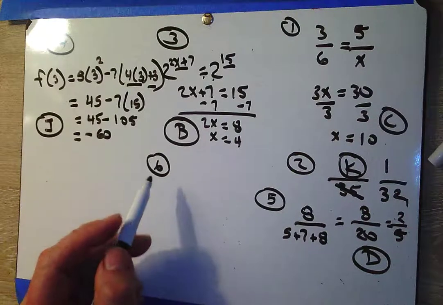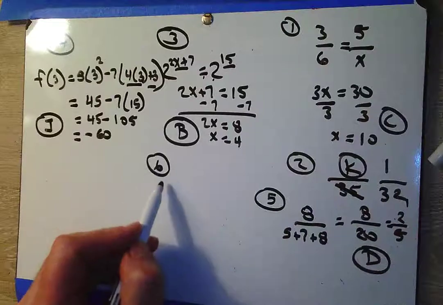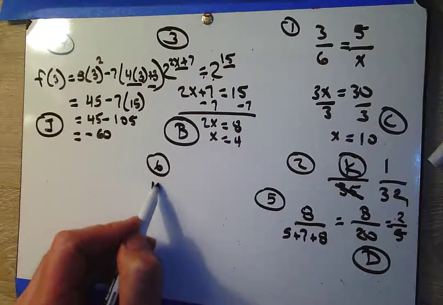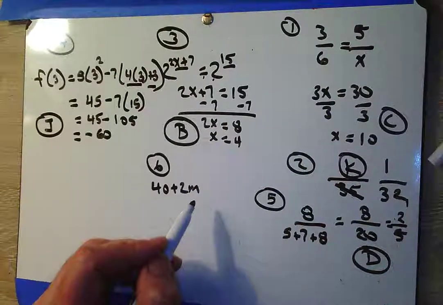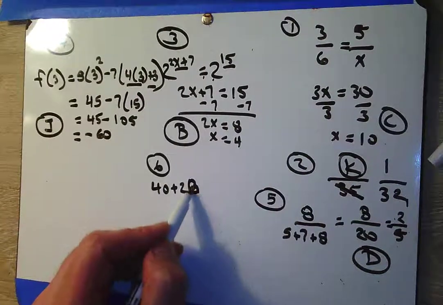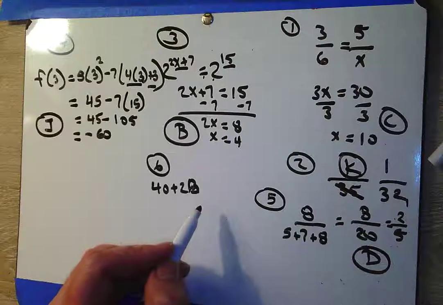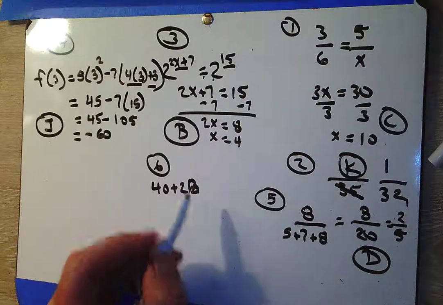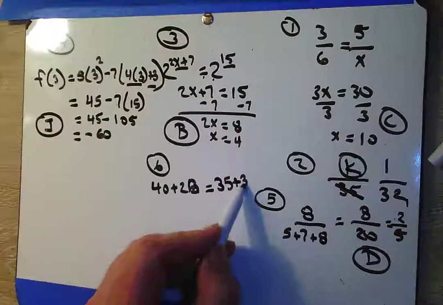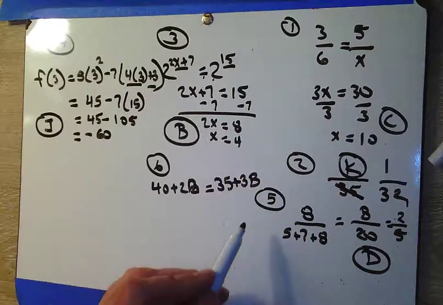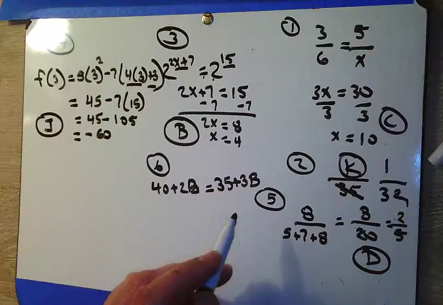Monthly fee of $40 plus $2 per book. Okay, so 40 plus 2B, B for book. And then the other book club is $35 plus 3B. And we want to know how many books must I read in 1 month for the total charges from each club to be equal?